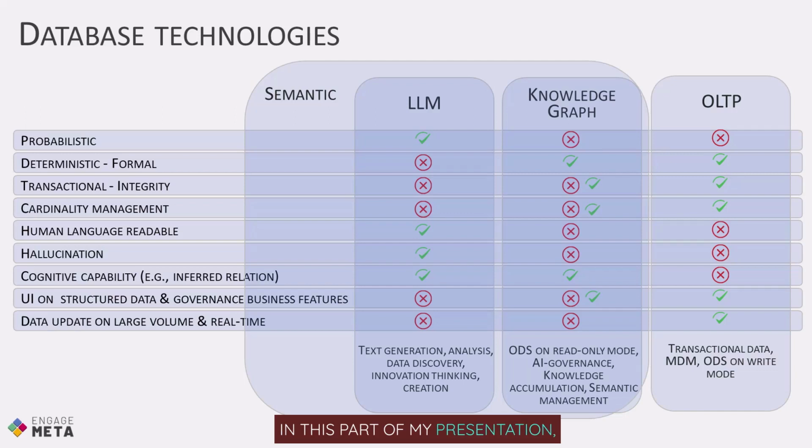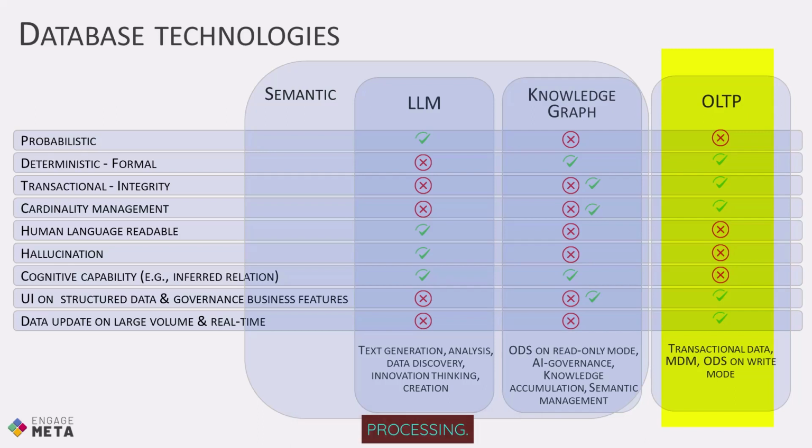In this part of my presentation, I want to highlight three different technologies for managing data. The most common one is OLTP, which stands for Online Transactional Processing. It's highly efficient for handling large structured data sets in a transactional mode, primarily focused on update processing. The most popular OLTP solution is the relational database.